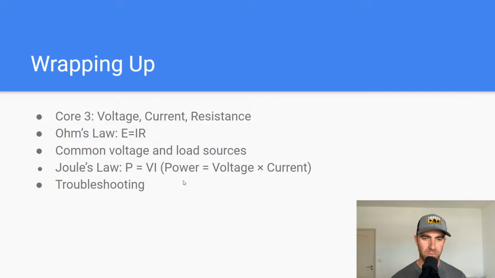And then mainly we're using this electrical theory for troubleshooting. That's the biggest thing, going through the A&P process and learning all about electricity. The main thing that you're going to be using it for is troubleshooting.